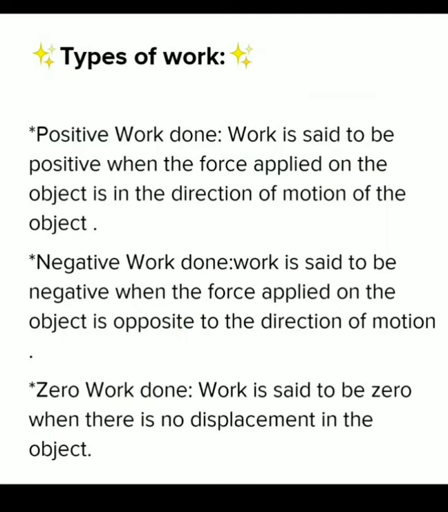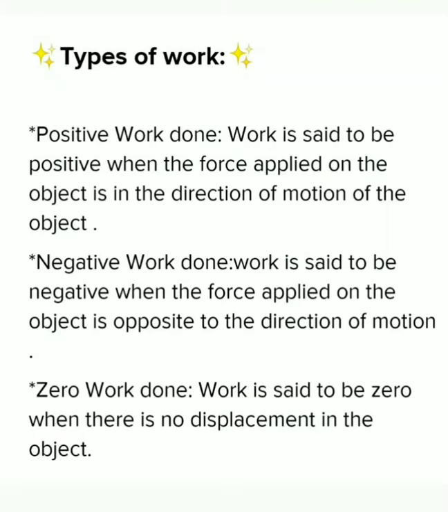Now the third one is the zero work done. So what is zero work done? As usual, we have the general formula W equals F into S. If there is a force that we cannot ignore, but there is no displacement, if the displacement is zero, then according to that formula F into S will become 0 and the work done will also become 0.